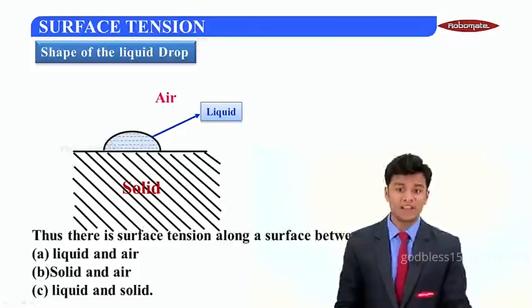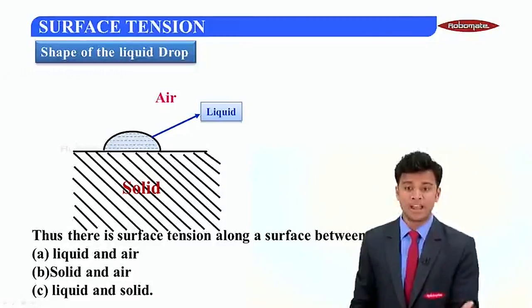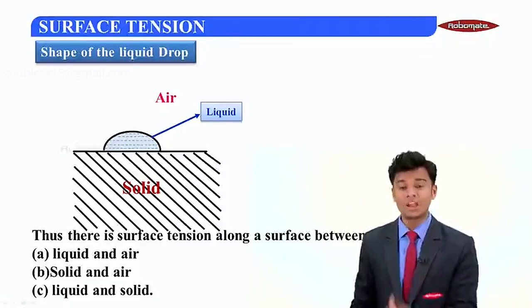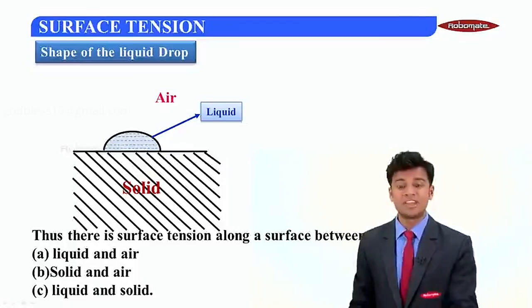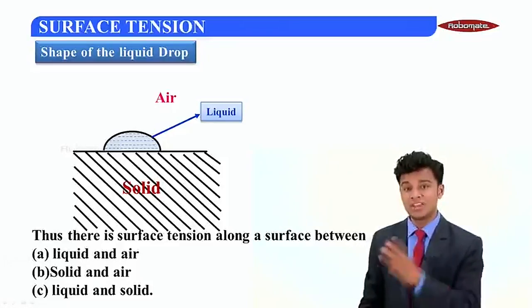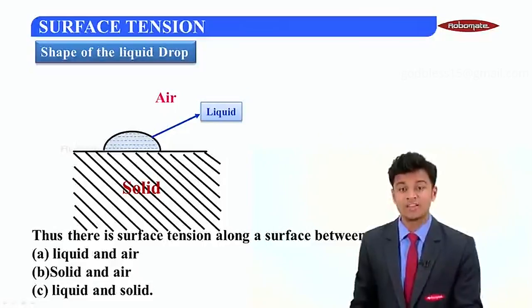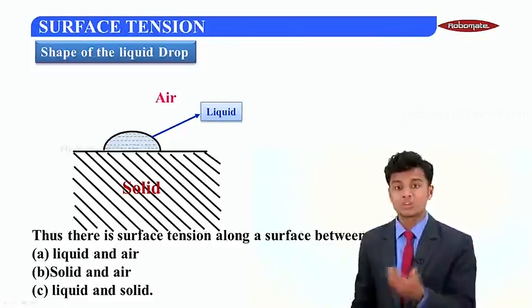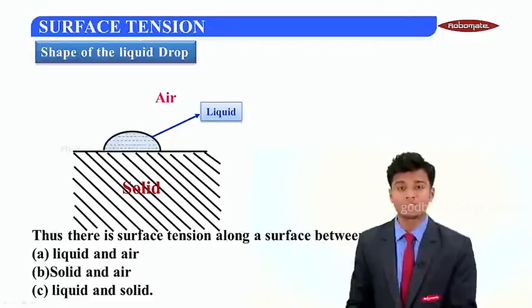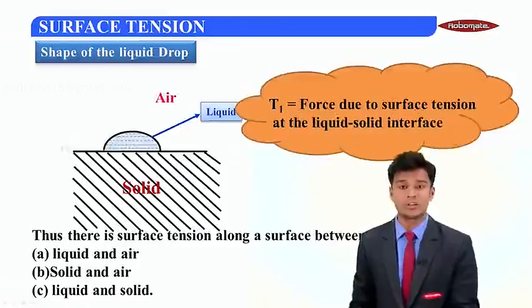Now I say that there is surface tension along a surface between liquid and air, solid and air, and liquid and solid. Remember class, whenever there is change in medium, the force of surface tension always exists there. Now, since we have three media here, I have three kinds of surface tension force, and they are the force between liquid and air, solid and air, and liquid and solid.